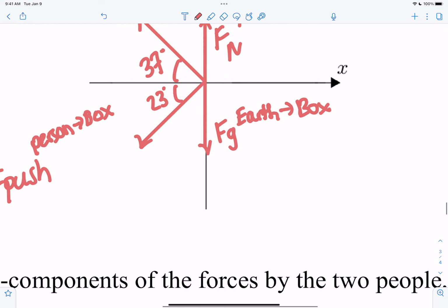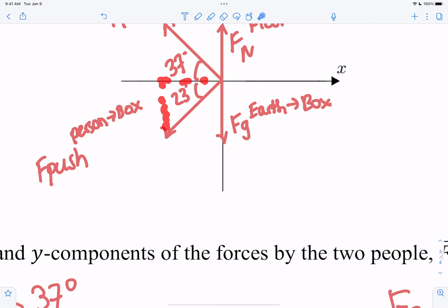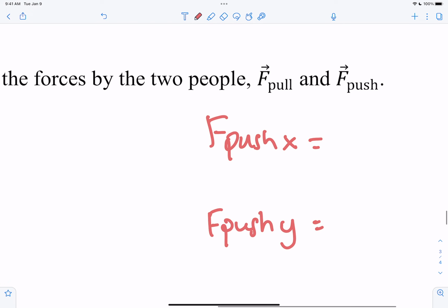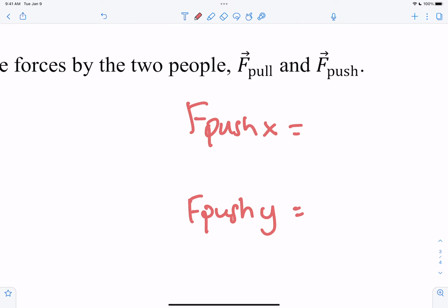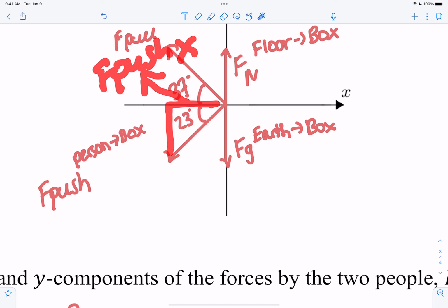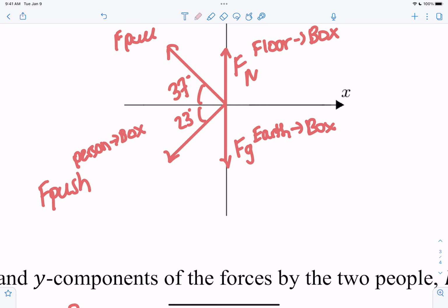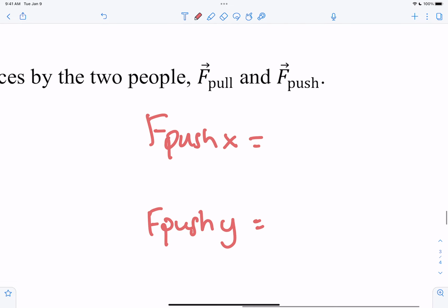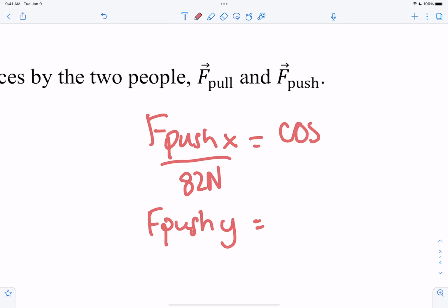For F push X and F push Y, X is going to be what? Cosine or sine for F push X? Yeah, cosine, right? Because it's adjacent over hypotenuse, and that's adjacent to the angle, or next to the angle, basically. So F push X over 82 newtons, I believe, is equal to cosine 23 degrees.